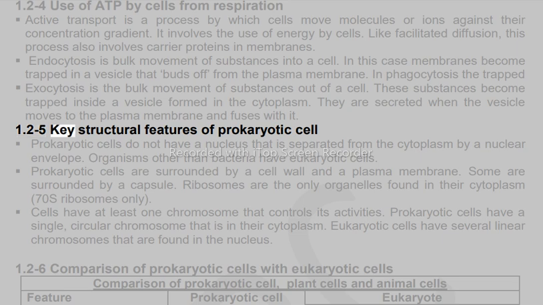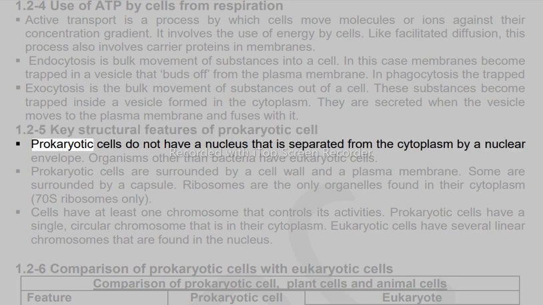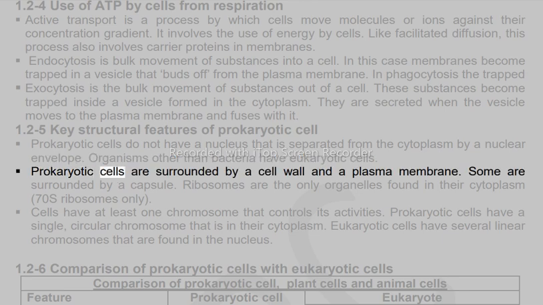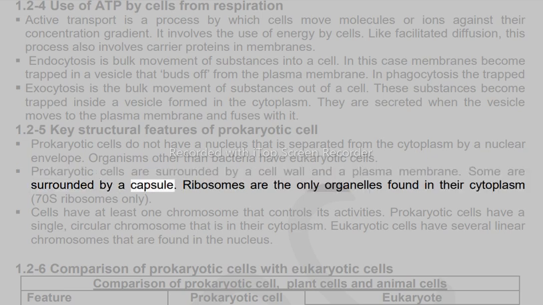1.2.5 Key structural features of a prokaryotic cell. Prokaryotic cells do not have a nucleus that is separated from the cytoplasm by a nuclear envelope. Organisms other than bacteria have eukaryotic cells. Prokaryotic cells are surrounded by a cell wall and a plasma membrane. Some are surrounded by a capsule.